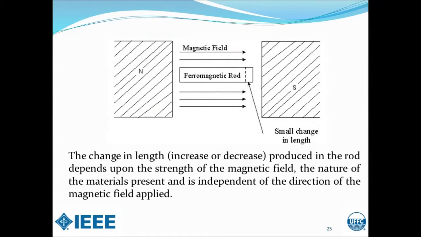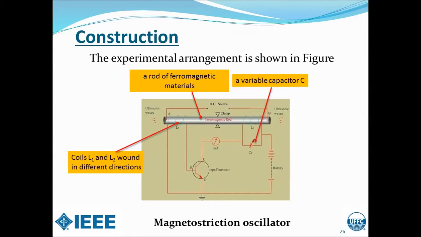This change in length, either increase or decrease, produced in the rod depends upon the strength of the magnetic field and the nature of the materials present, and is independent of the direction of the magnetic field applied. In the diagram is the layout for a magnetostriction oscillator. It has a ferromagnetic rod in the center, a variable capacitor C to control the strength of the field, and two coils, L1 and L2, wound in different directions around the rod.